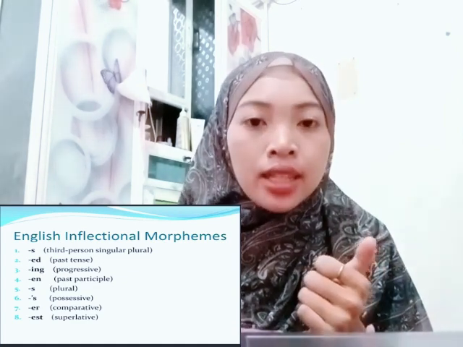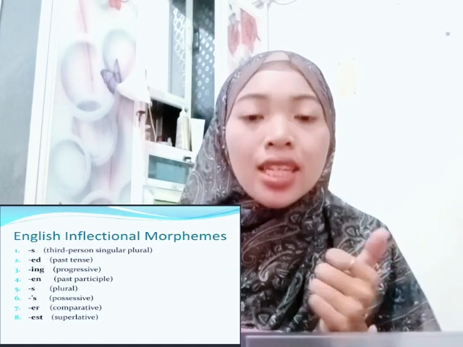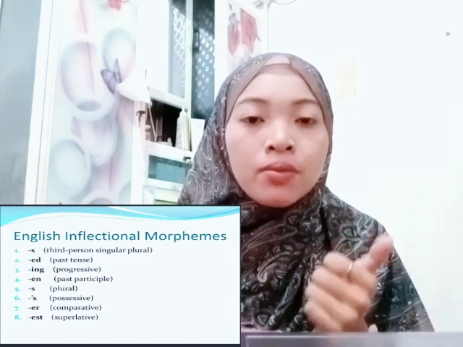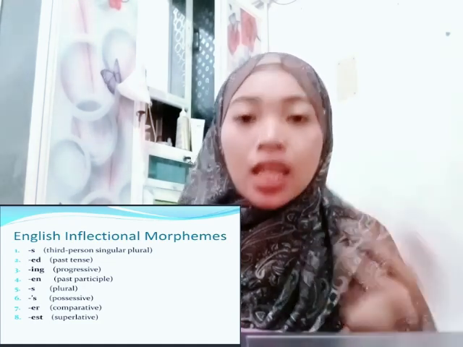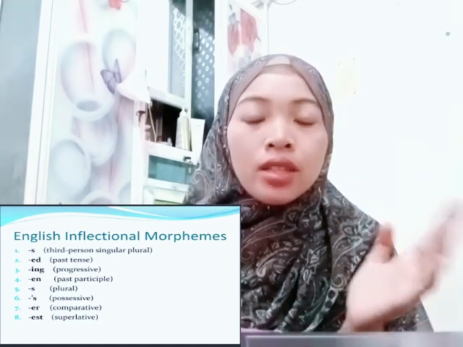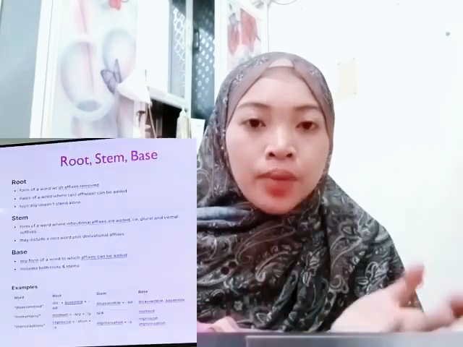Er for comparative, as in tall becomes taller. Est for superlative, as in tall becomes tallest. In English, there are 8 common inflectional morphemes. So next, finally, we talk about root, base, and stem.